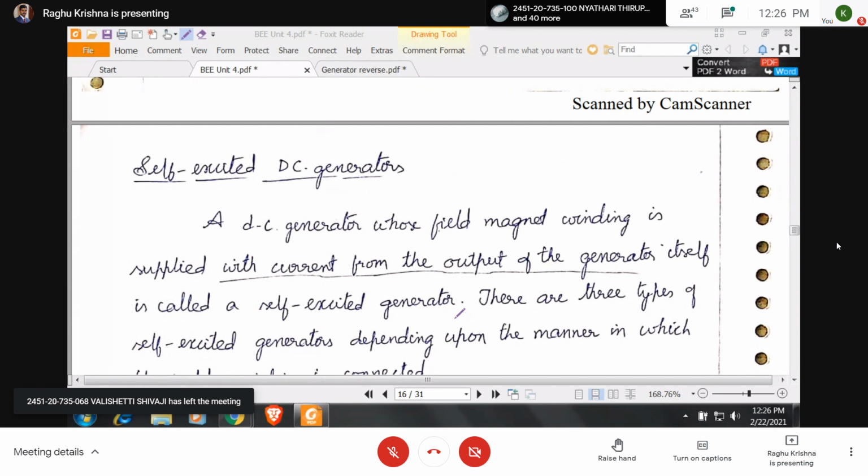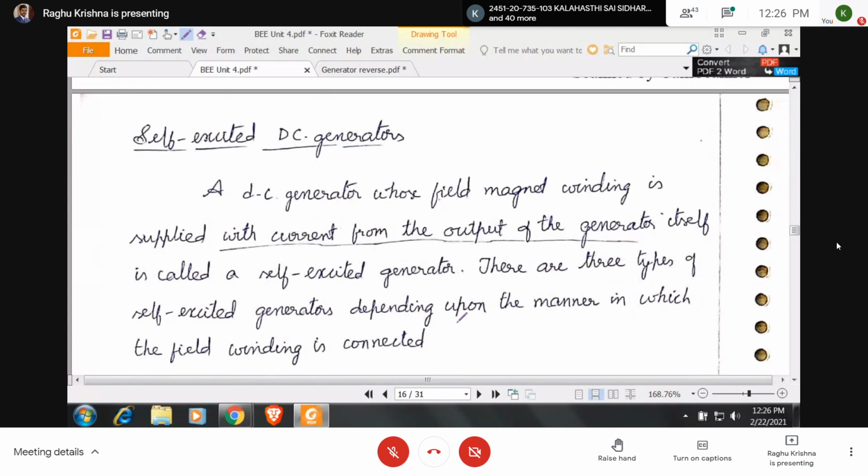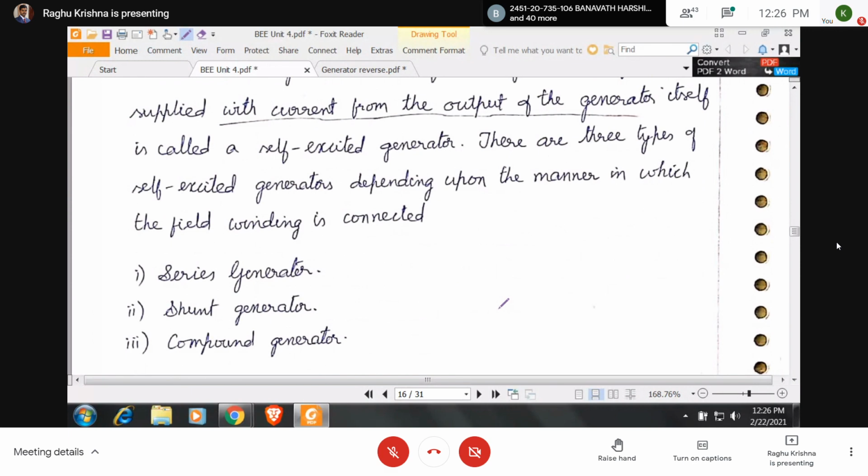We are using the output of the generator itself. The output of the generator is DC, and that DC we are going to connect to the field winding. This is called a self-excited DC generator. There are three types of self-excited generators depending upon the manner in which the field winding is connected: series generator, shunt generator, and compound generator. If you understand the construction and connection, you will remember this easily.